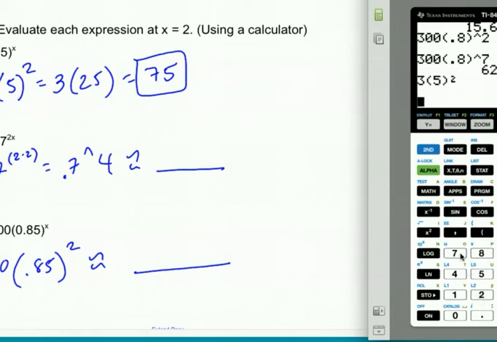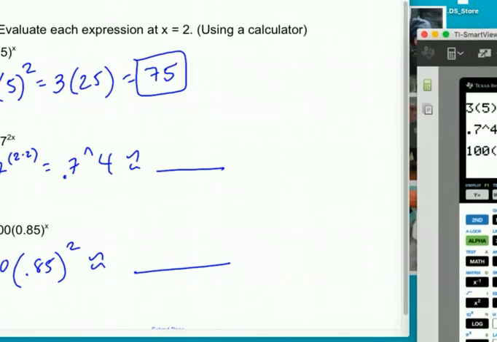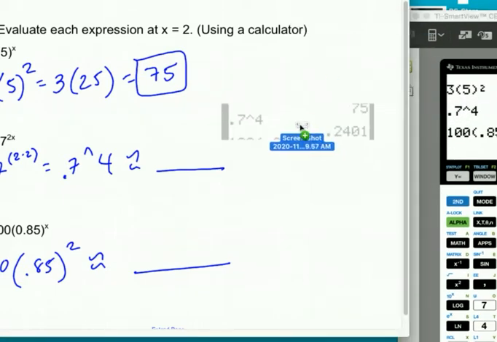Here you've got 0.7 to the fourth, and here we have 100 times 0.85 to the second, and there we have it. So again, the goal here is just to make sure that you know how to put stuff in your calculator, because it is important that you can enter things in your calculator.